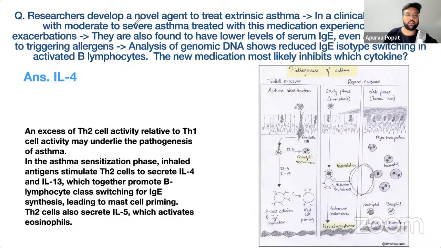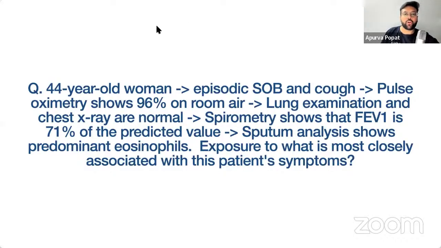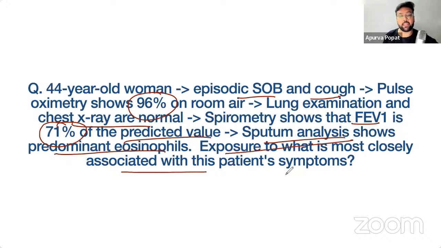Very, very important. A 44-year-old woman comes with episodic shortness of breath and cough. Pulse oximetry shows 96%. Lung examination and chest X-ray are normal. Spirometry shows that FEV1 is 71% of the predicted value. Sputum analysis shows predominant eosinophils. Exposure to what is most likely associated with this patient's symptoms?